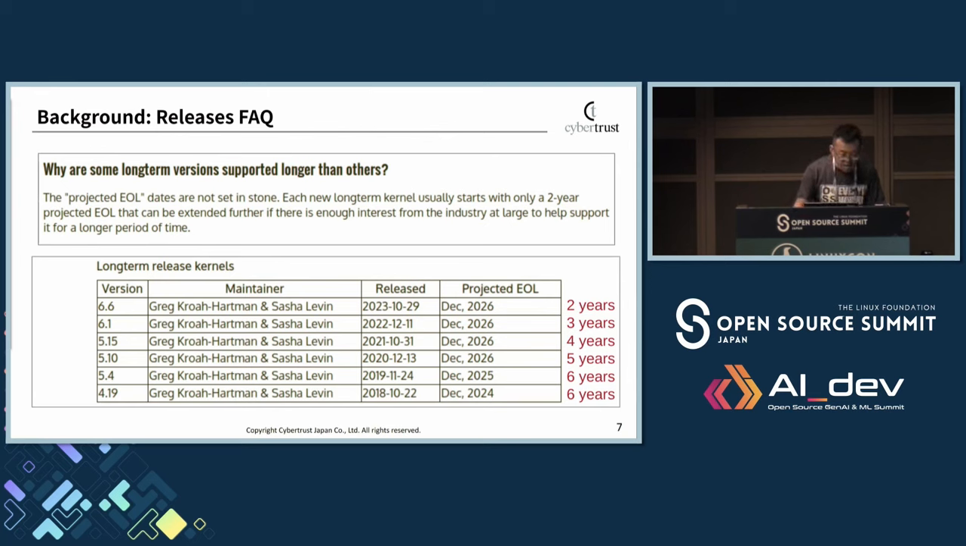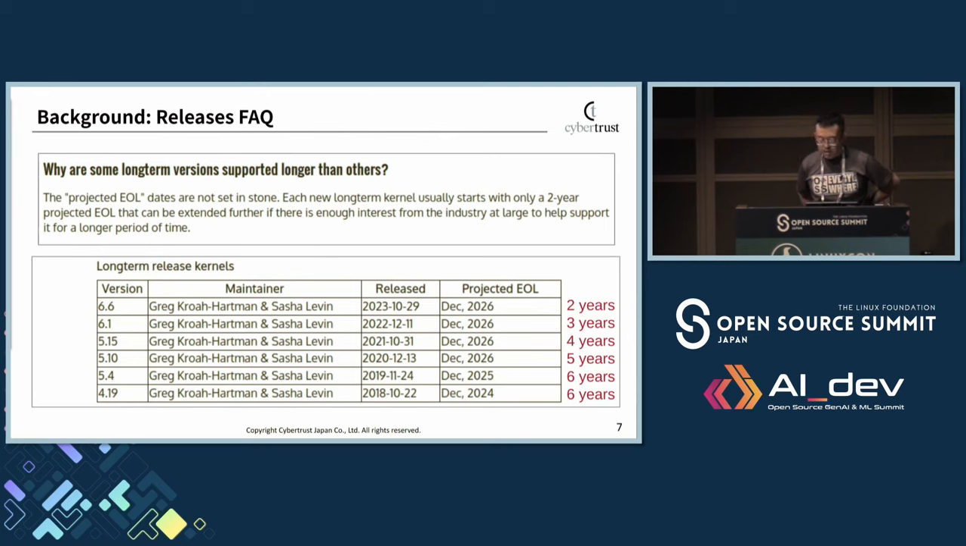Why are some long-term versions supported longer than others? The projected EOL dates are not set in stone. Each new long-term kernel usually starts with only a 2-year projected EOL, which can be extended further if there is enough interest from the industry at large to help support it for a longer period of time. That may be the result: 4.19 and 4.4 have been supported for about 6 years.